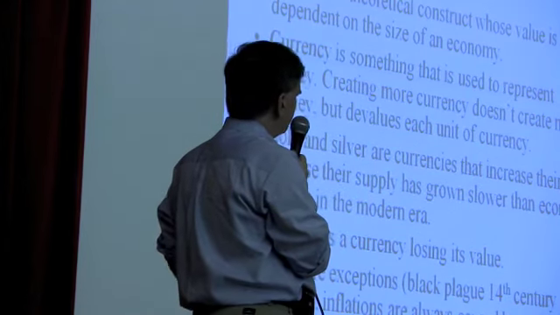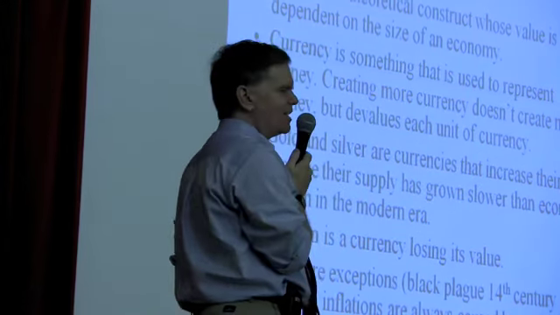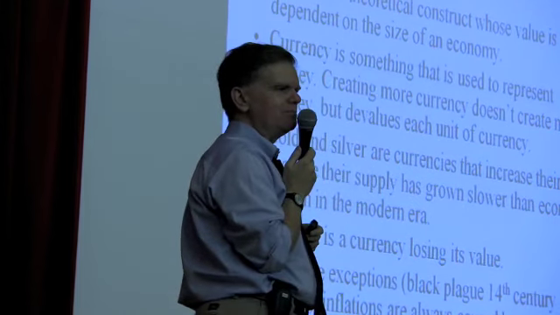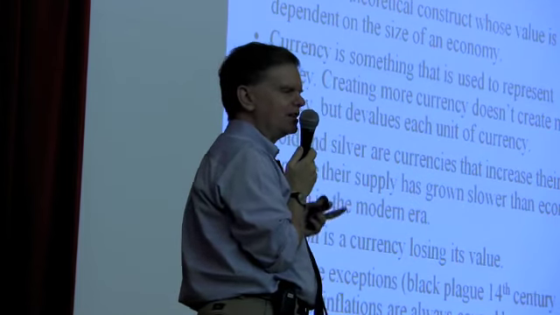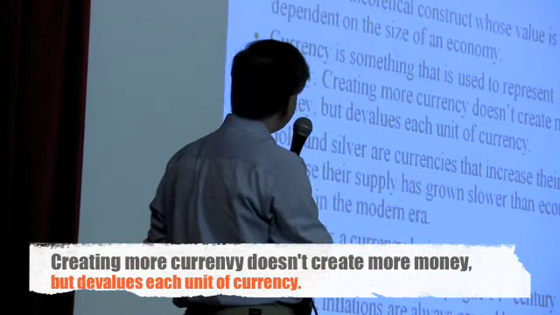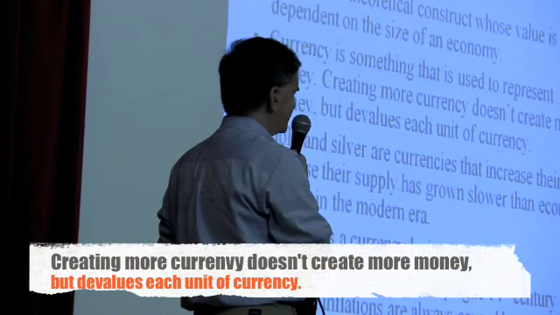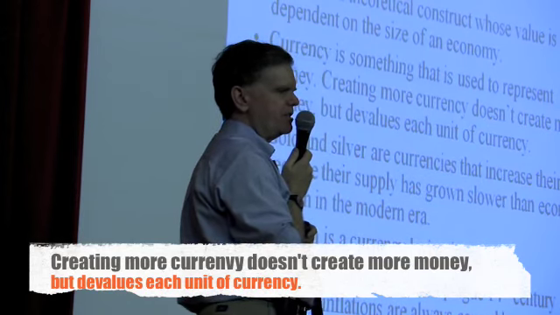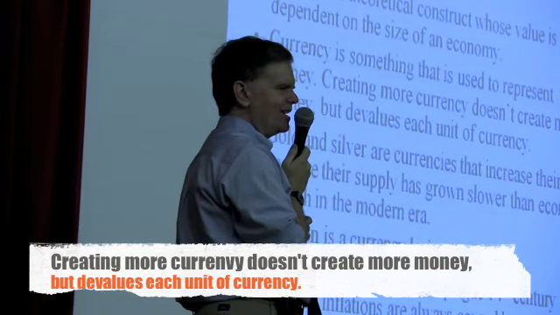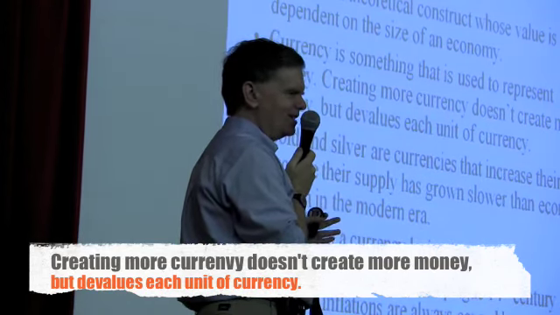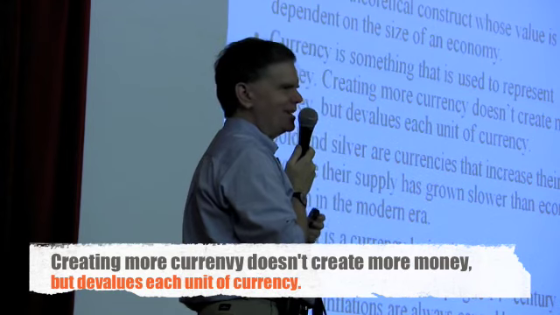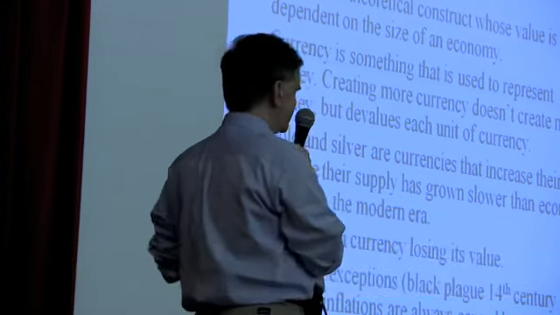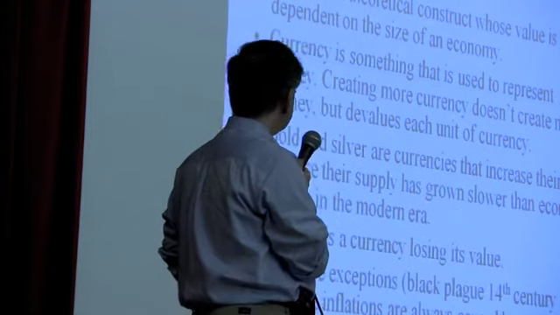Currency is something that's used to represent money, and in our case, it's the dollar bill or $5 bill or $10, $20 bill. And creating more currency does not create more money. Now, the Treasury is printing currency like no tomorrow. They are not making any extra money. All they are doing is devaluing the existing currency by making more of it.